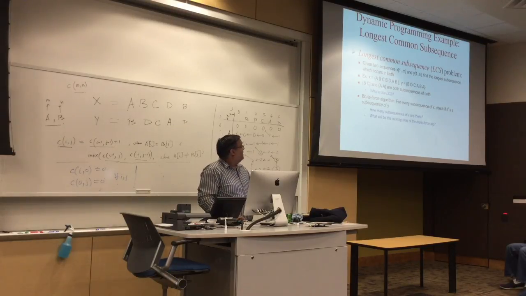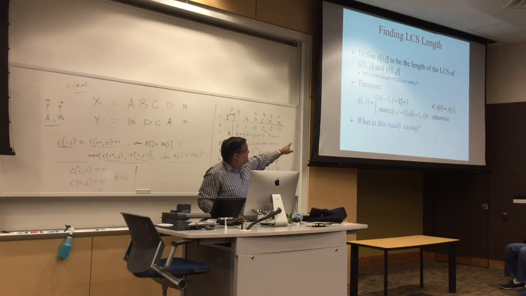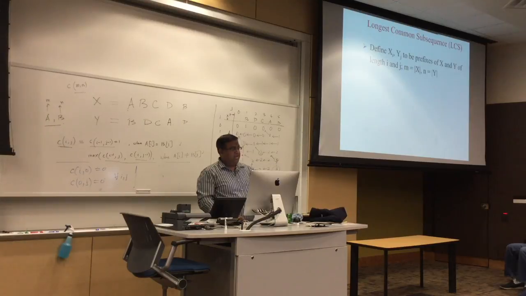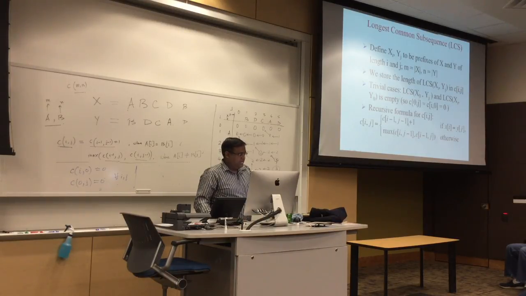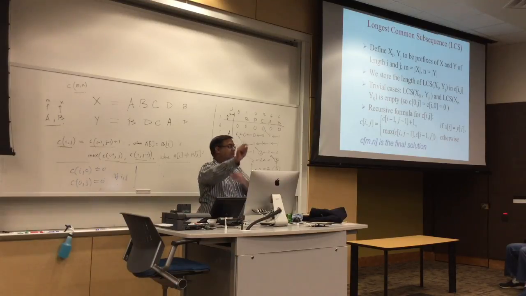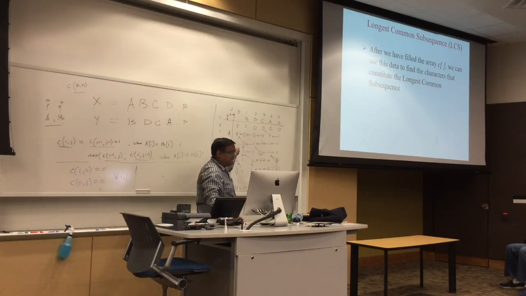Okay? Now let me quickly wrap this up. So again, I'm not going to go into the details. I've shown you everything here. This is showing that the naive brute force approach is n to the power n complexity. And then this is the formulation. We have explained this already. Basically this is in words, showing how the trivial cases should have all zeros. And then the recursive formula for Cij is this, that we have already explained. And so Cmn is the final solution. Okay? After we fill the array C, we can use this data to find the characters that constitute the longest common subsequence, like I showed you.